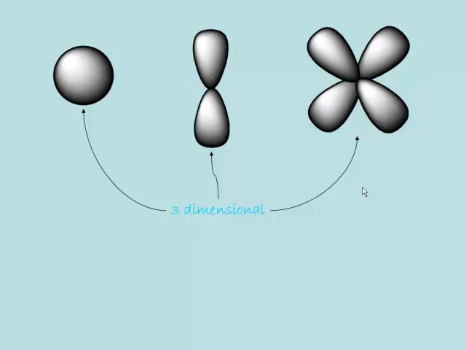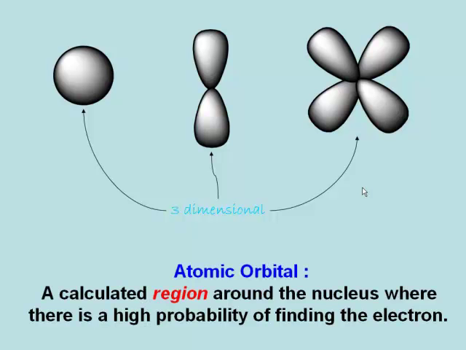For instance, this is the shape of a three-dimensional sphere. Instead of referring to these shapes as orbits, we call them atomic orbitals. You can think of an atomic orbital as a calculated region in space where there is a high probability of finding the electron.